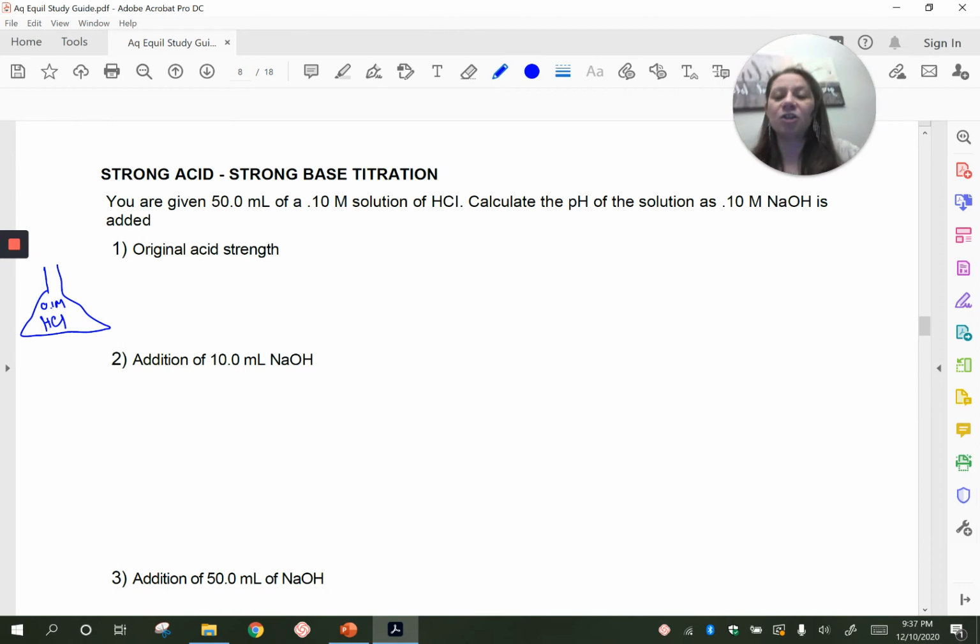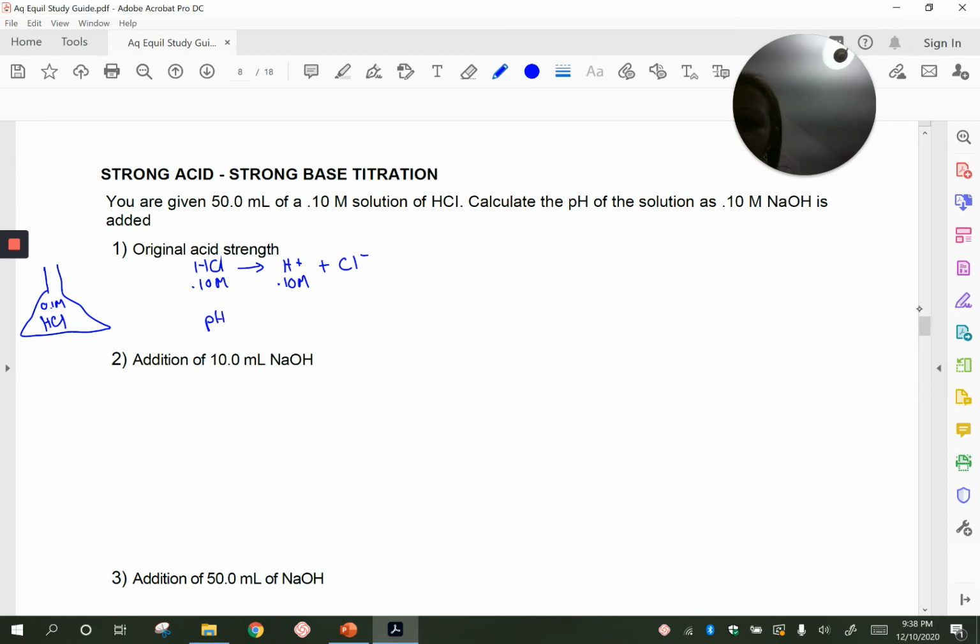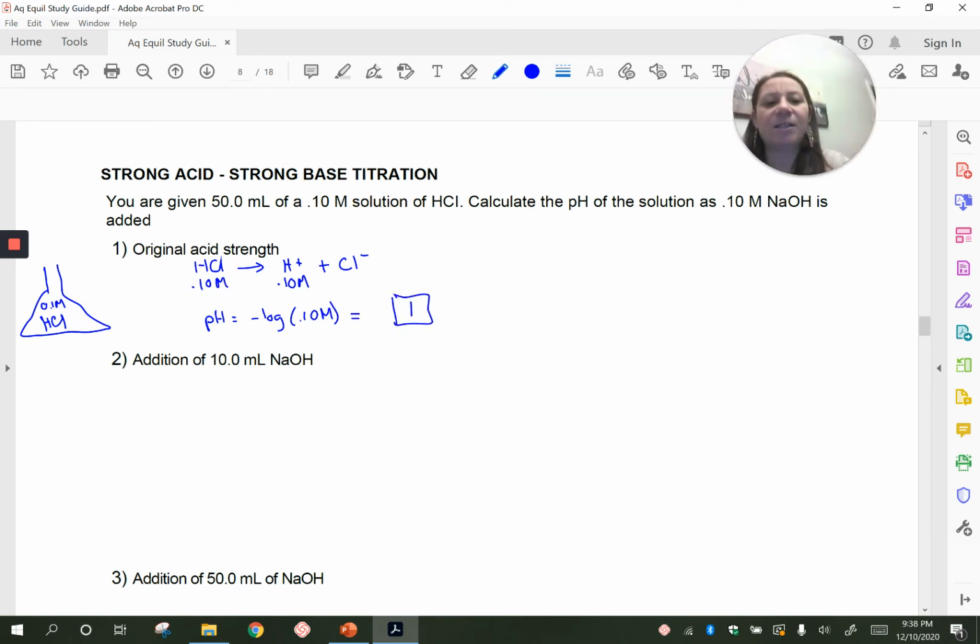So HCl is a strong acid. How do you find the pH of a strong acid? Well, you say my strong acid dissociates all the way, or ionizes all the way. If this was 0.1 molar, then that means this is 0.1 molar. And so my pH is equal to negative log of 0.1 molar, which is equal to 1. So that is my starting pH.